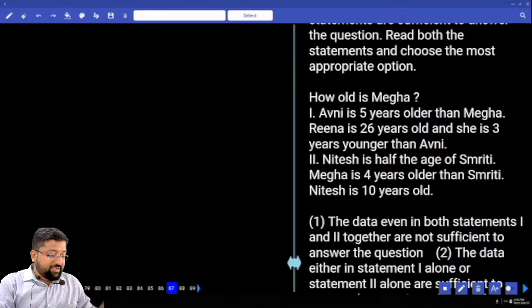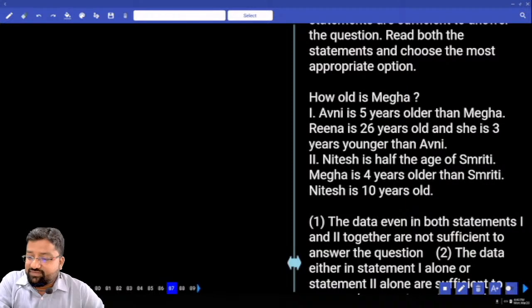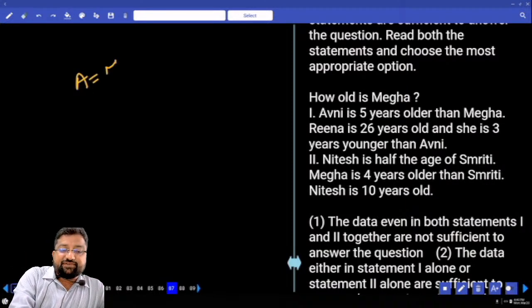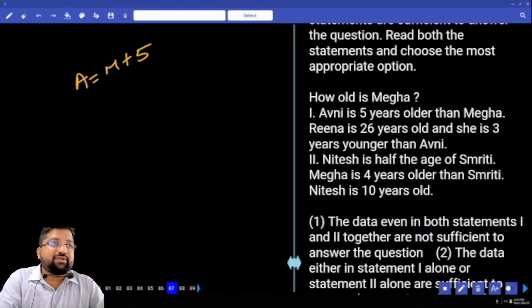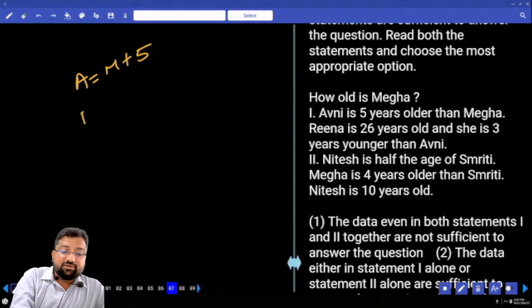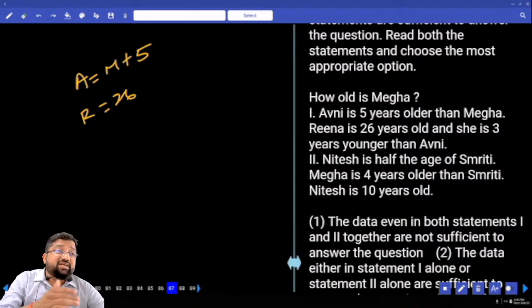You should learn this. If you learn these techniques, we will survive. Let's go, what is this? How old is Megha? First, Anvi is 5 years older than Megha. Anvi is 5 years older than Megha, so Anvi is Megha plus 5. Next, Reena is how many years old? 26 years old. And she is 3 years younger than Anvi.